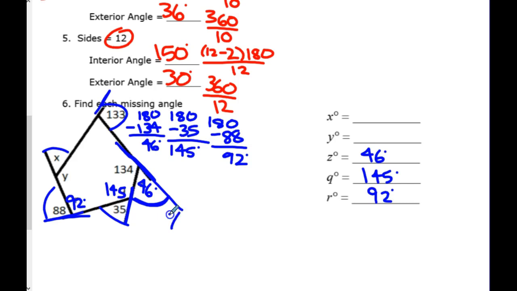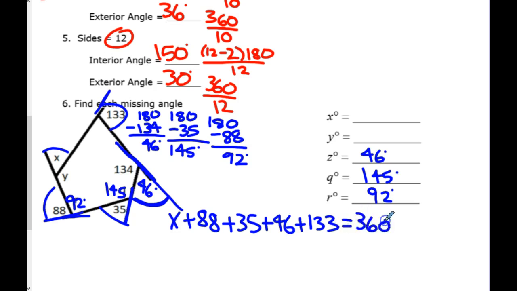Let's write that equation. X plus 88 plus 35 plus 46 plus 133. All 5 exterior angles add up equal to, like we just said, 360. If they're exterior, it's always 360. But just side note, if it's interior, it depends on the number of sides. That's like Monday stuff. But right here, let's combine like terms.